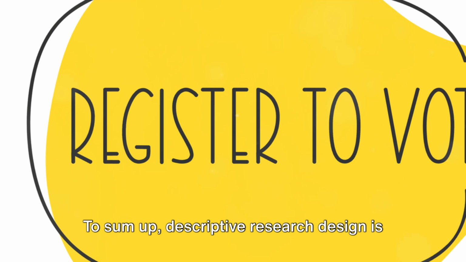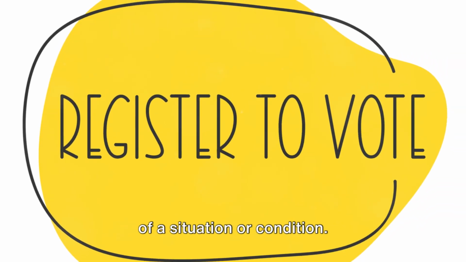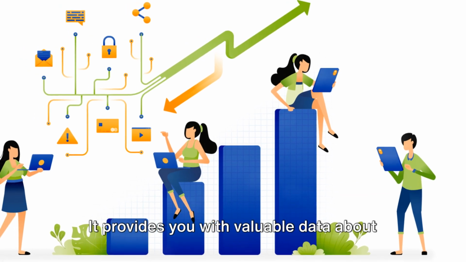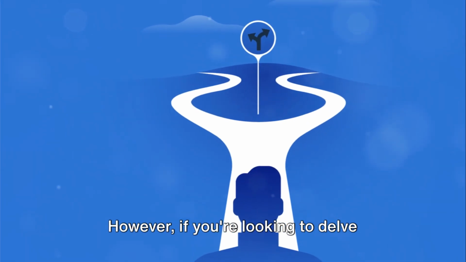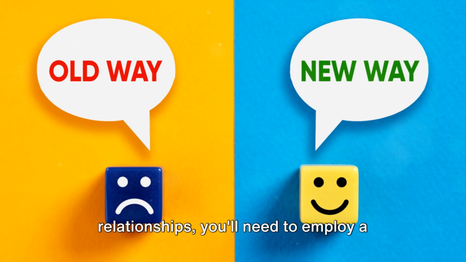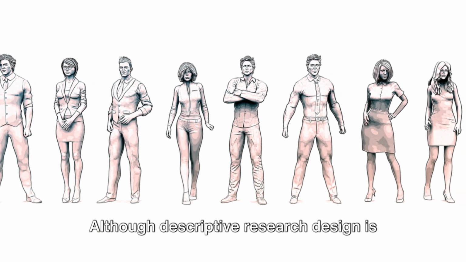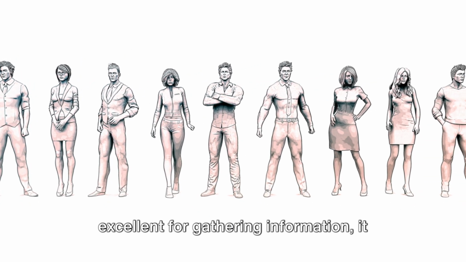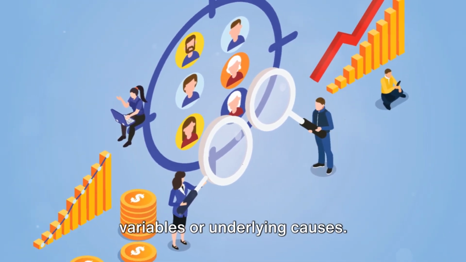To sum up, descriptive research design is a powerful tool for capturing a snapshot of a situation or condition. It provides you with valuable data about the existing state of affairs. However, if you're looking to delve deeper into cause and effect relationships, you'll need to employ a different research design. Although descriptive research design is excellent for gathering information, it does not explore relationships between variables or underlying causes.